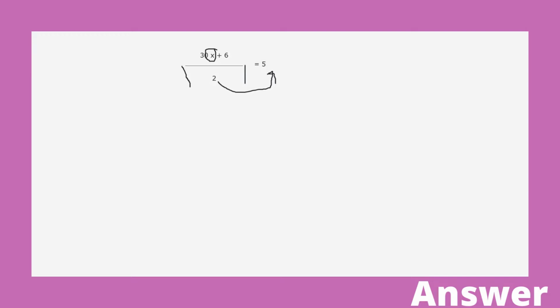So let me just write that in. So now you'll have 30x plus 6 equals 5, because now you carry the 2 over along with the division sign. The division changes to a multiplication sign, so you have that multiplied by 2, right?